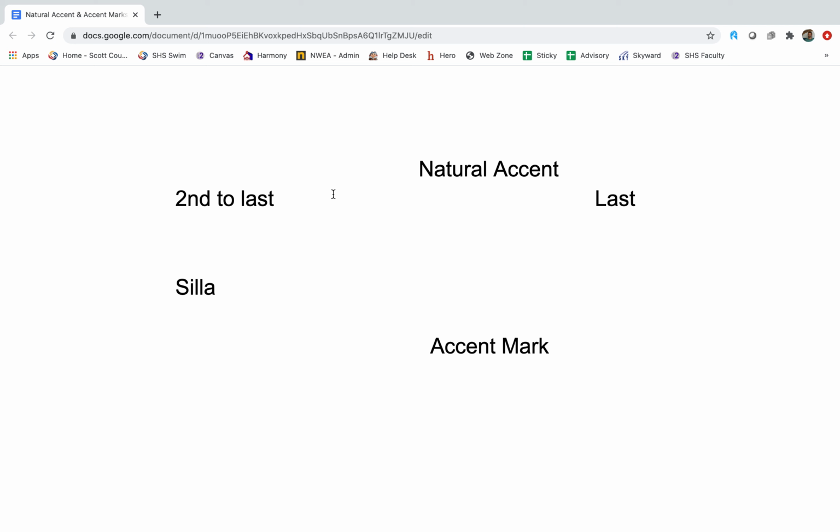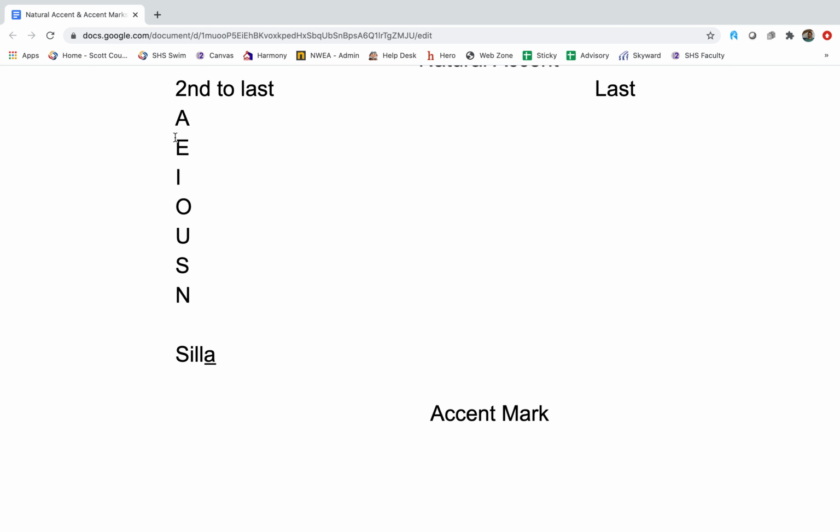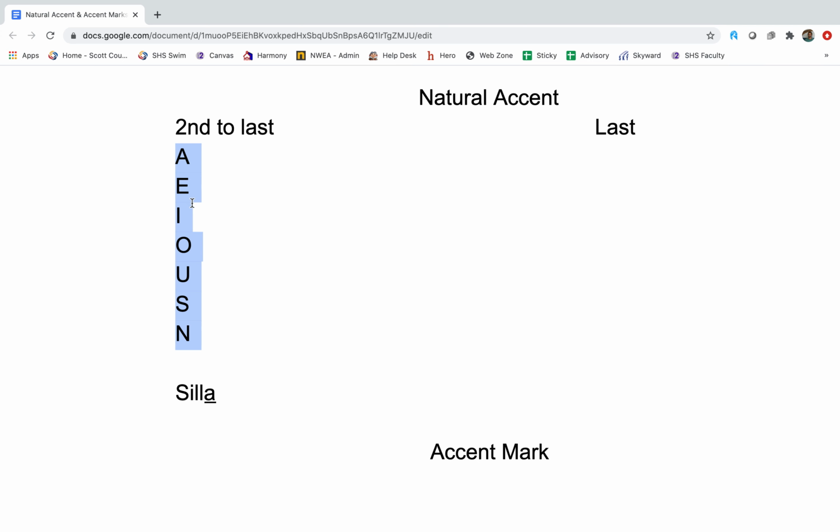So, to figure out the natural accent of a word, we look at the very last letter. We look at that last letter, and we ask ourselves, is it a vowel? Is it one of these letters? Or is it an S or an N? So if it is a vowel, S or N, the natural accent is going to fall on the second to last syllable. If it is anything else, if that last letter is anything else, then the natural accent will be on the last syllable.